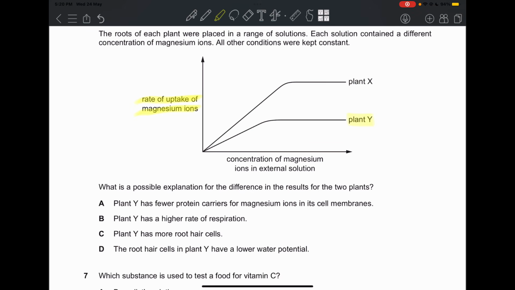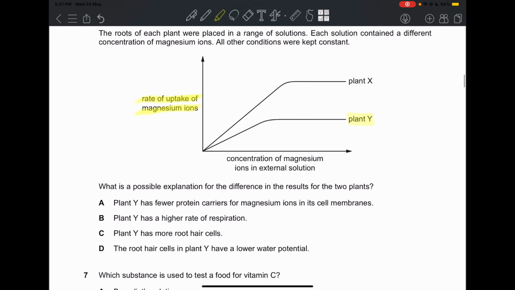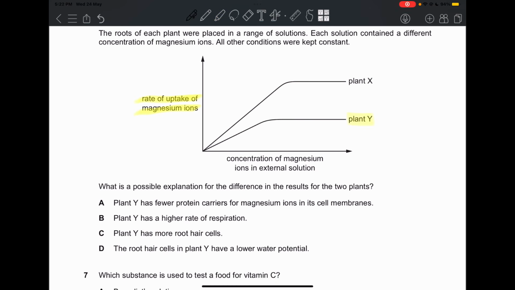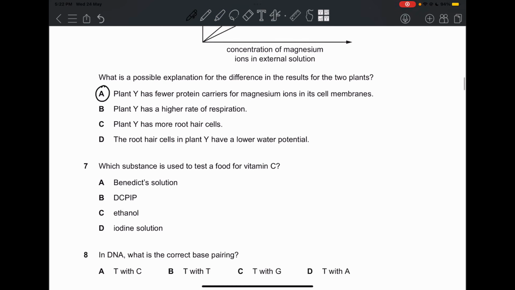Plant Y will have a lower rate of respiration because it has lower energy to provide for the active transport. So that means that if it has a high rate of respiration, then it should be as high as X. So plant X is supposed to have the high rate of respiration because it has higher energy and higher uptake of magnesium ions. C, plant Y has more root hair cells. Again, this is incorrect because if it has more root hair cells, then there would be more absorption of magnesium ions. So our answer is going to be A.